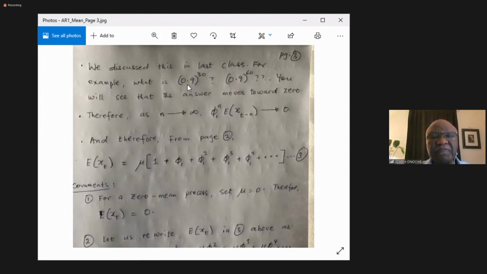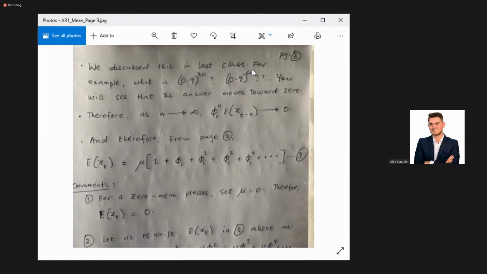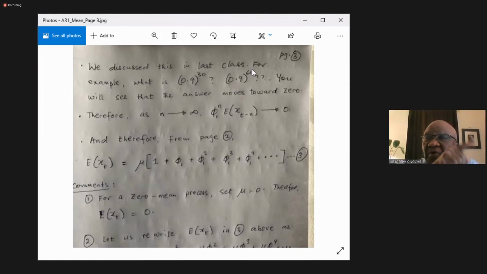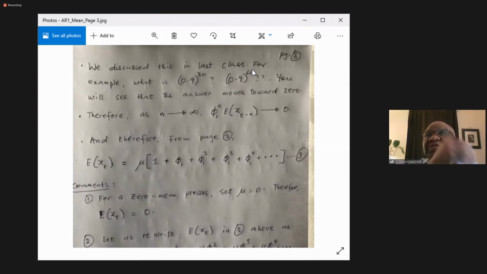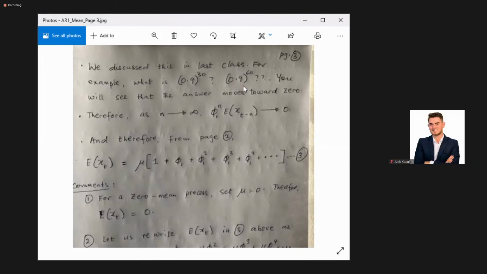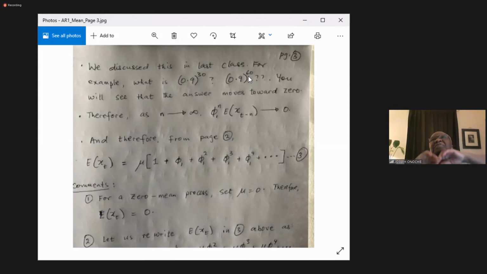What is phi1 to the power of 30? What is phi1 to the power of 60? Before you answer that, everybody: it gets smaller and smaller. Any number less than 1, if you square that number, 0.9 squared is less than 0.9. You all agree with me? Yes. 0.9 to the power of 3 is even smaller. 0.9 to the power of 10 is even smaller than 0.9. 0.9 to the power of 30, 0.9 to the power of 60 is even much smaller.